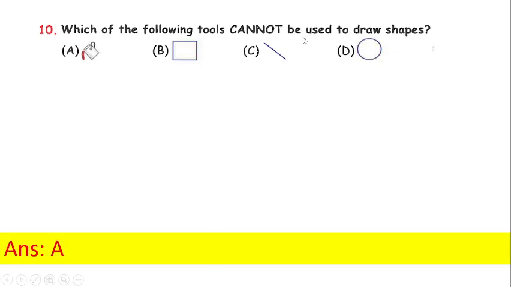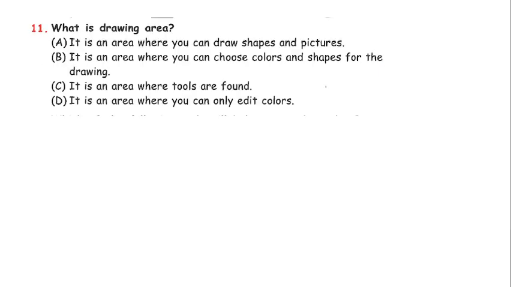Answer is A, because we know that B, C, D draw the shape, but the bucket tool, fill with color tool, does not make a shape. It just fills the shape with color. So the answer is A, which cannot be used to draw shapes.